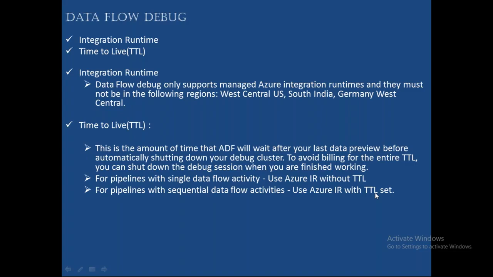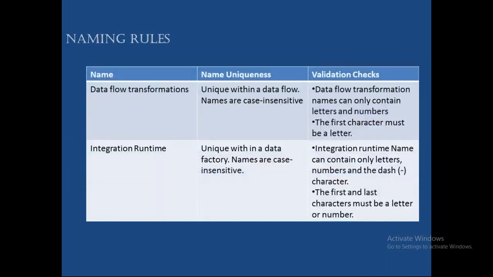When I have a single data flow activity, I don't need to configure TTL. I can just disable the TTL by setting it to 0. Don't worry, I will show you everything practically. You will come to know.